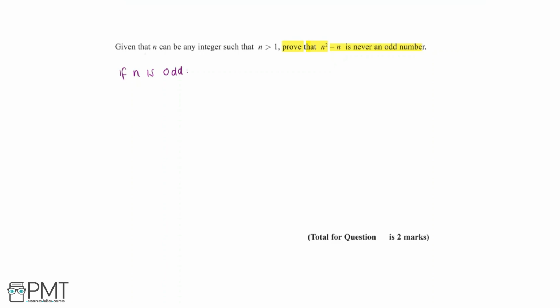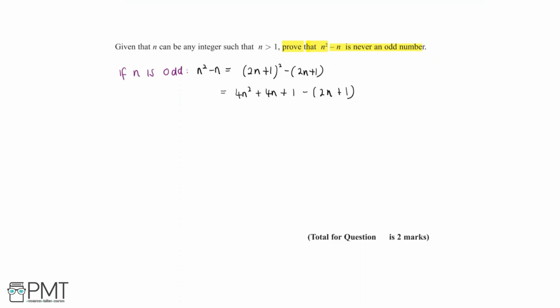Let's say that n is 2n plus 1. And so n squared minus n is equal to (2n plus 1) all squared minus (2n plus 1). And so (2n plus 1) all squared would be equal to 4n squared plus 4n plus 1, and then we have the minus brackets 2n plus 1 at the very end.